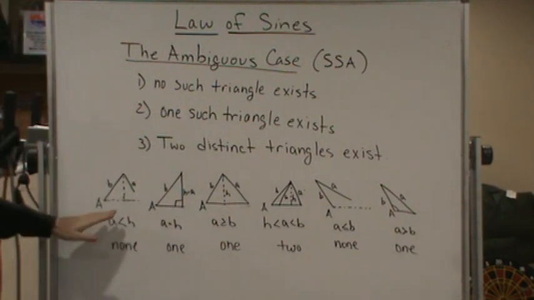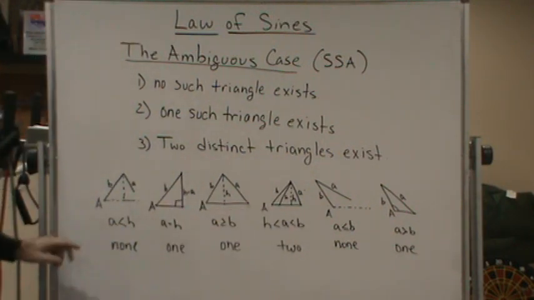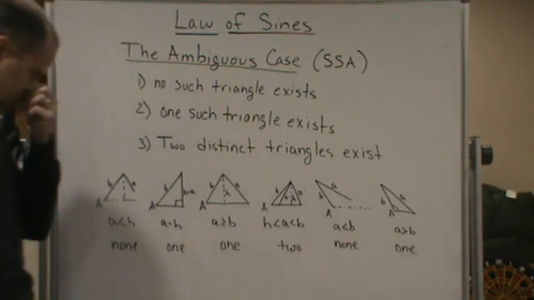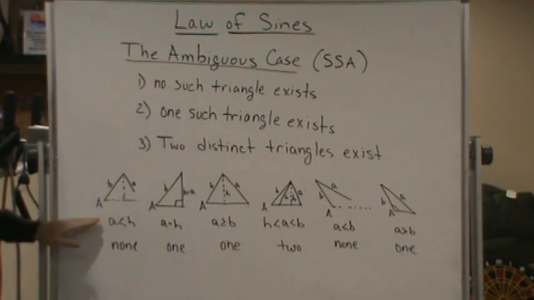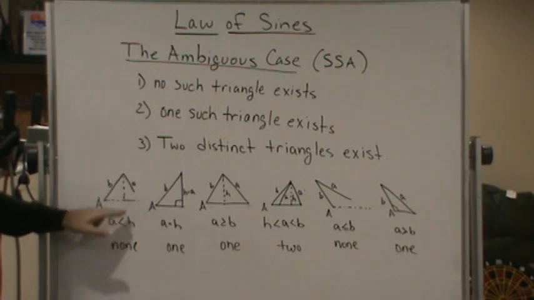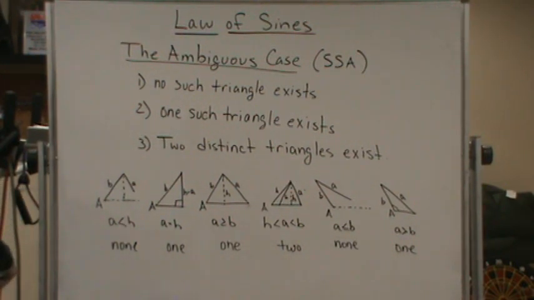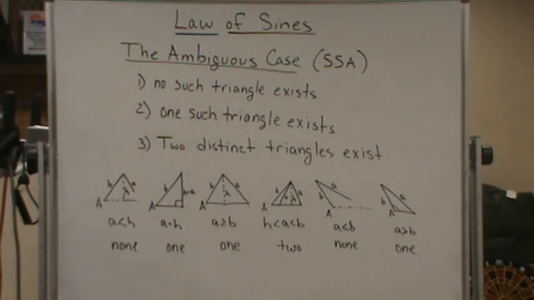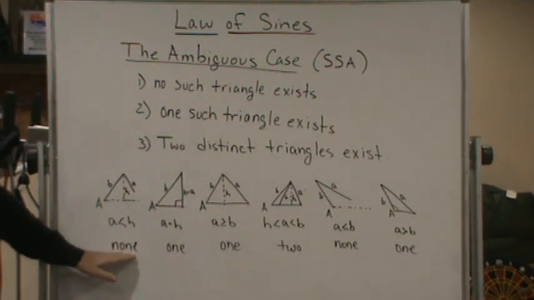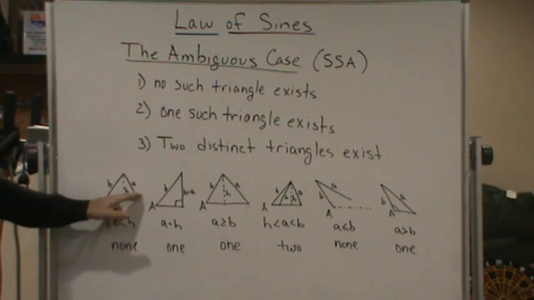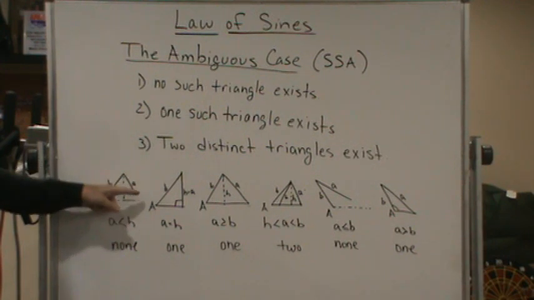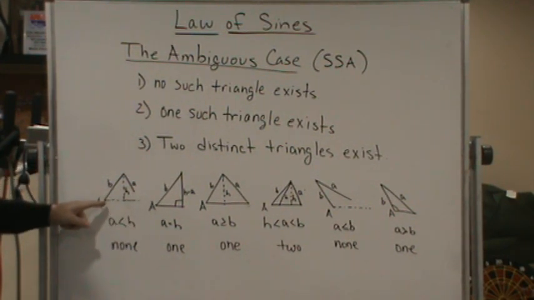The first four here are when we have A acute. So in all four of these examples, A is acute. In this case, A is less than H, the altitude, the height of the triangle. If A is less than H, then we don't have a triangle because A is too short. If you picture a hinge here, it swings through and doesn't go far enough to hit the ground, in a manner of speaking.